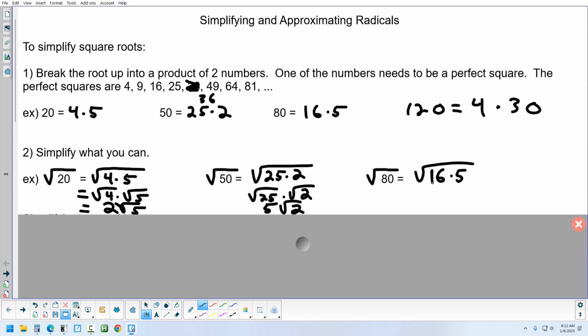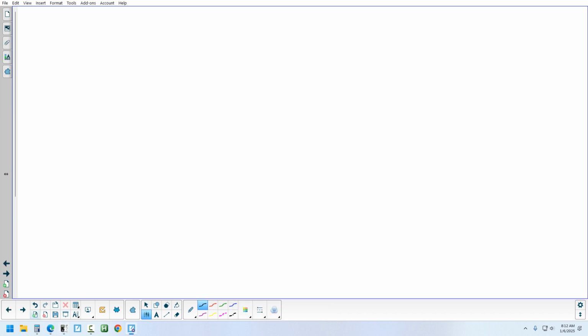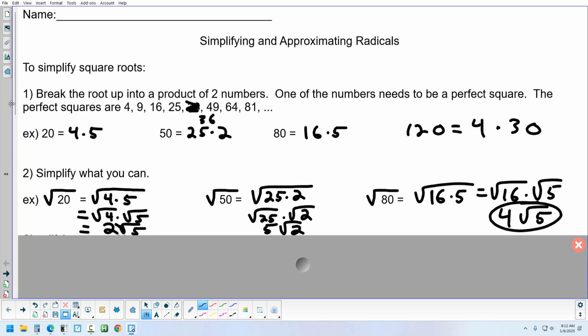Take the square root of each number separately. And Ryan, which one of those is going to simplify nicely? 16. Yep, what's the square root of 16? 4. 4 square roots of 5. And again, you can check your answer by typing in 4 square root of 5. You get about 8.94. Type in square root of 80. You get exactly the same thing. So that means we did it right. Okay, let's look at 80 again for a second. Keep in mind what the answer is. It's 4 square roots of 5.